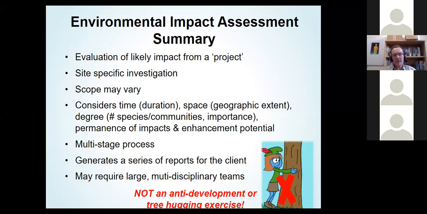It's important to remember that it's a multi-stage process. These things take time, often years, and they generate a whole suite of reports for the clients, and then finally that one forward-facing, public-facing document.